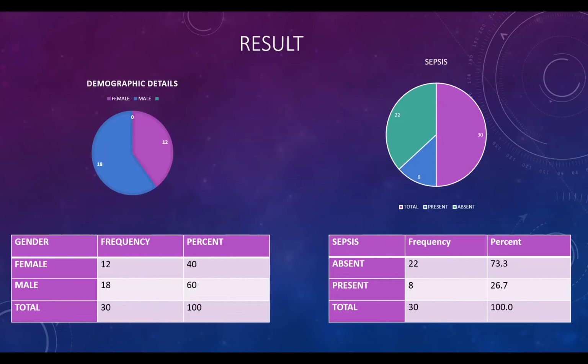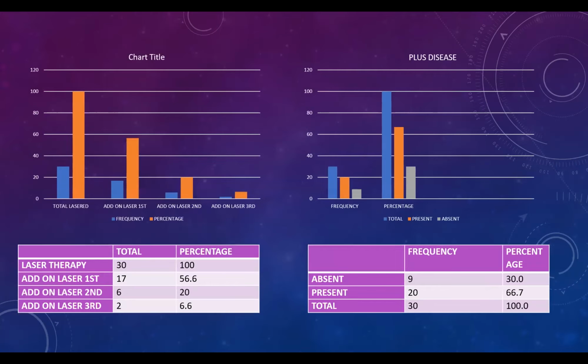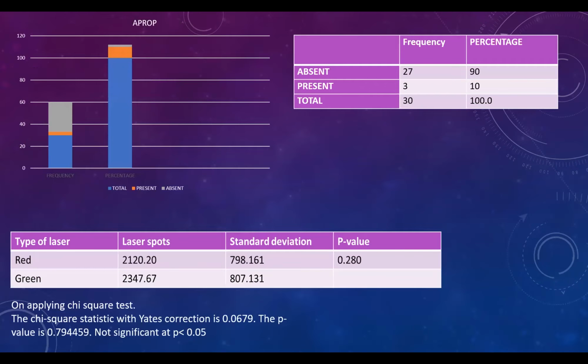Demographic details: total babies were 30, among which 12 were female and 18 were male. Risk factors like sepsis were also taken into account. We also noted how many sittings were required, for how many babies required a first add-on laser, second add-on laser, and third add-on laser. Plus disease and APROP were also documented, and the type of laser, red laser for the right eye and green laser for the left eye, with the mean number of spots being 2120 in the right eye and 2347 in the left eye, where the p-value was not significant.